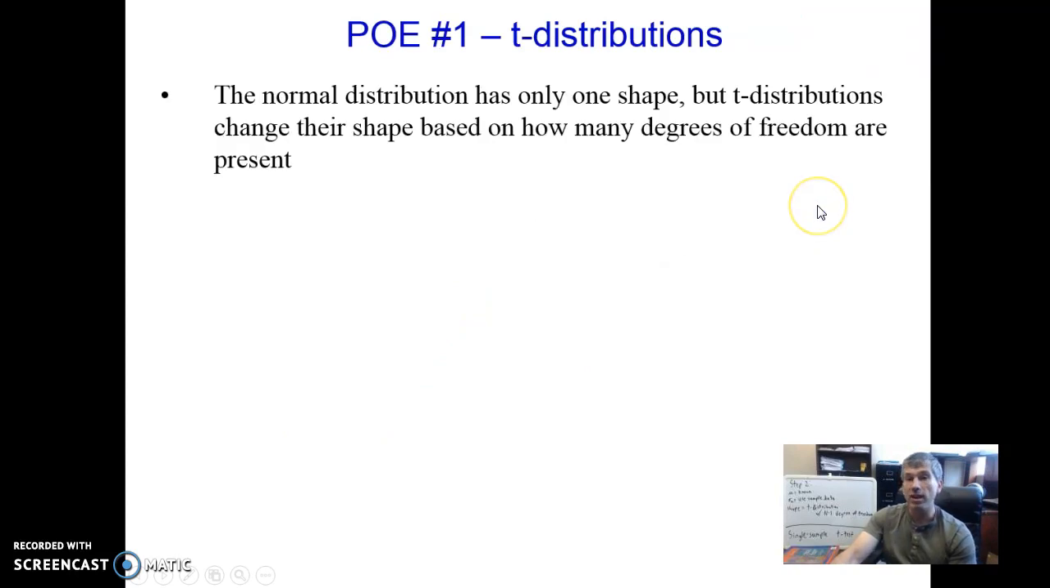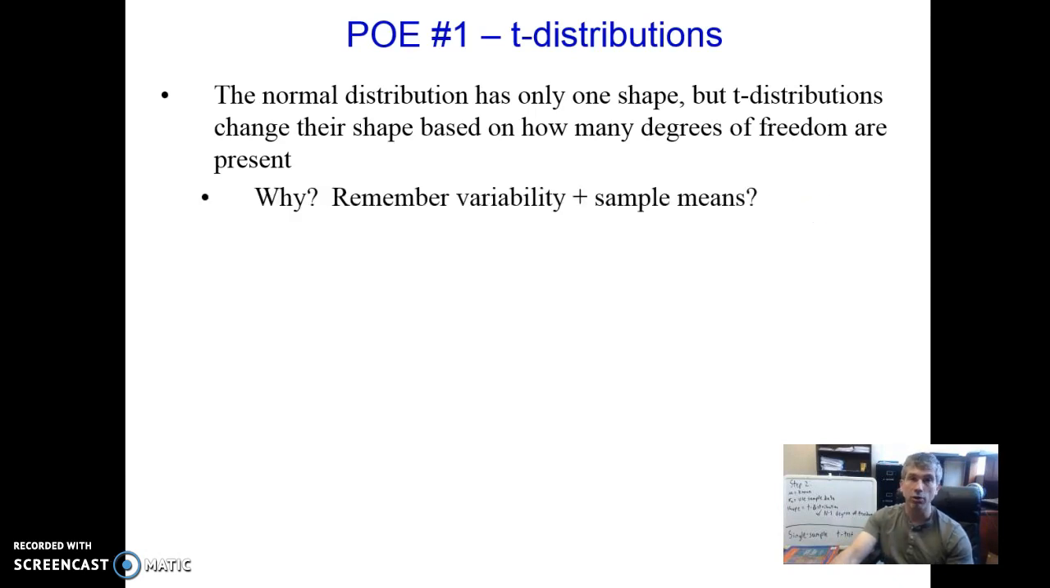But first, again, the t-distribution is a point of emphasis for not just this module, but for the next module as well. Again, one of the main takeaways, it's not a normal distribution, but it is similarly shaped, but there are as many t-distributions as there are different types of degrees of freedom.